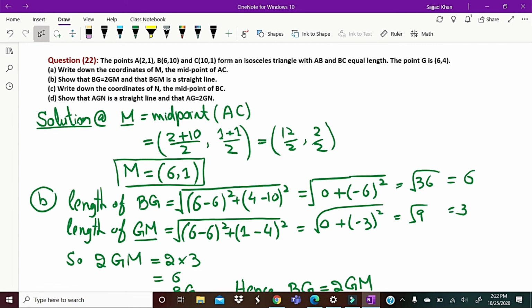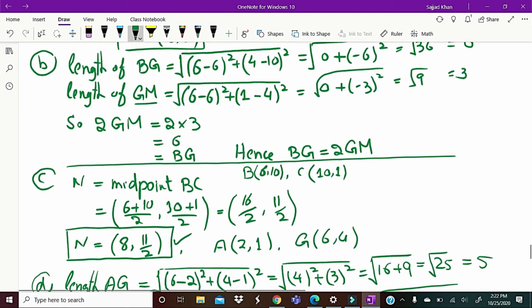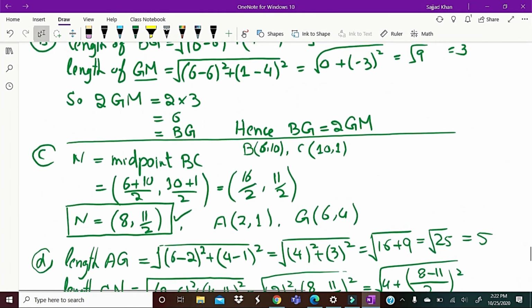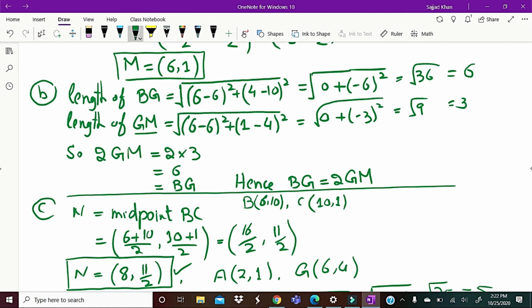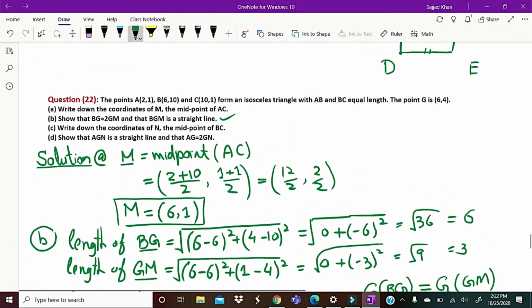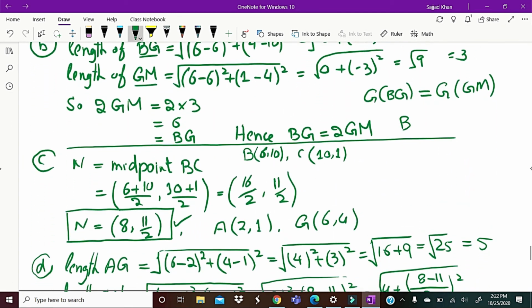Similarly, we can show for part B that it is a straight line. So just find the gradient of BG. It should be equal to the gradient of GM, which means that in part B, BGM is a straight line. And I think you can find that.